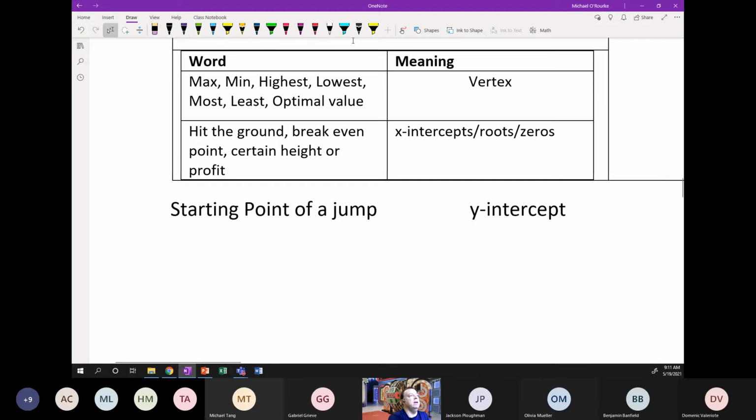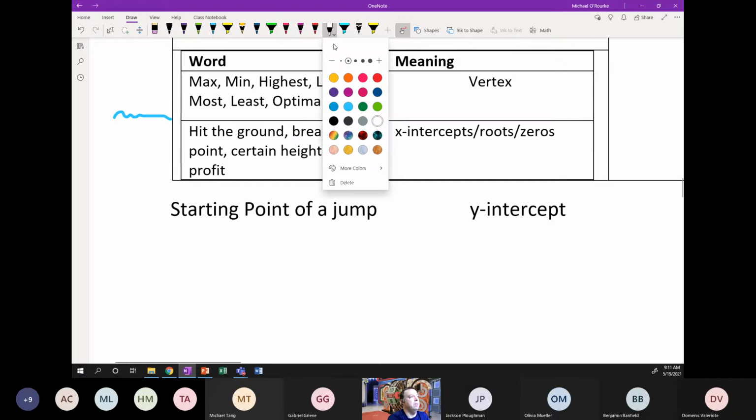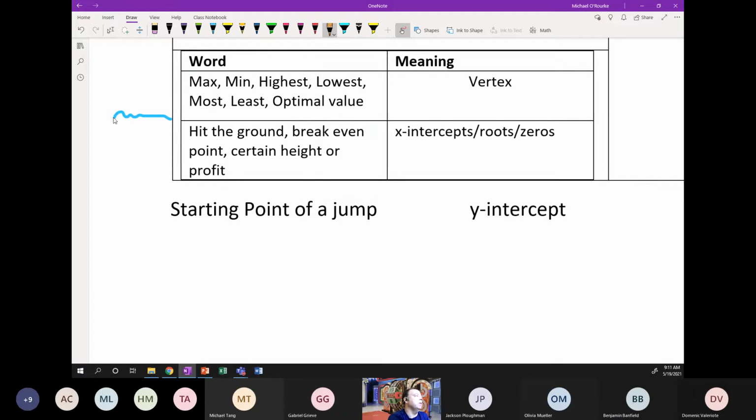Kind of put it in context. So if I were talking about a person jumping, let's say that's a cliff, right? If I was talking about a person jumping in, and I want to know the highest point of their jump, that would be the vertex right there.